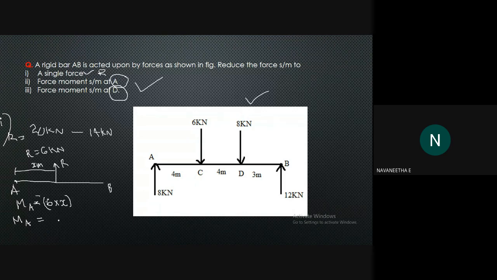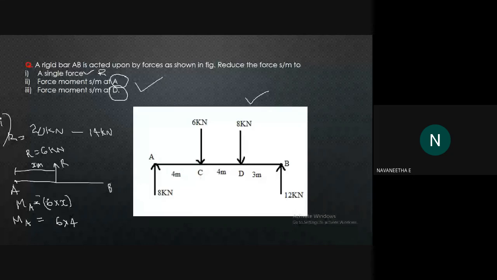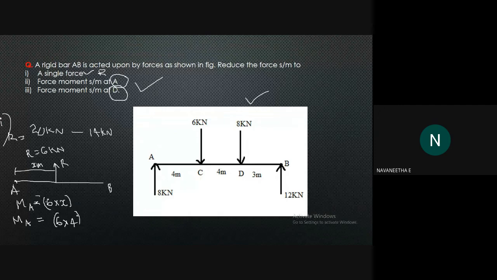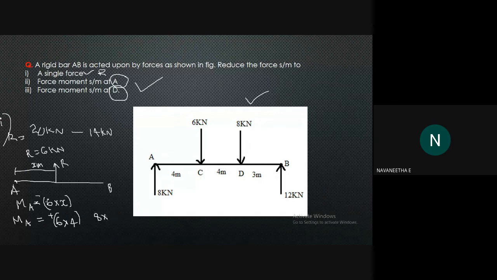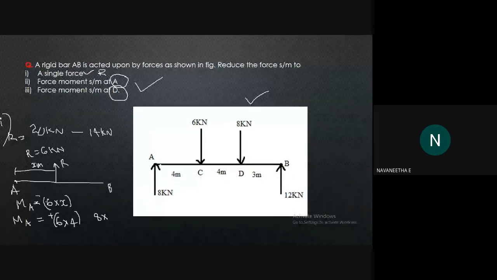What about 6 kilonewton? What is the moment created by 6 kilonewton? 6 into 4, right? That is the distance from A to the 6 kilonewton force, which is 4. What is the sign of this moment? The rotation is clockwise direction, so it is positive, right? Then next is 8 kilonewton, 8 into the distance between 8 kilonewton and point A. What is that distance? Yes, it is 8. 4 plus 4, it is 8. And it is also positive because the rotation is in clockwise direction.